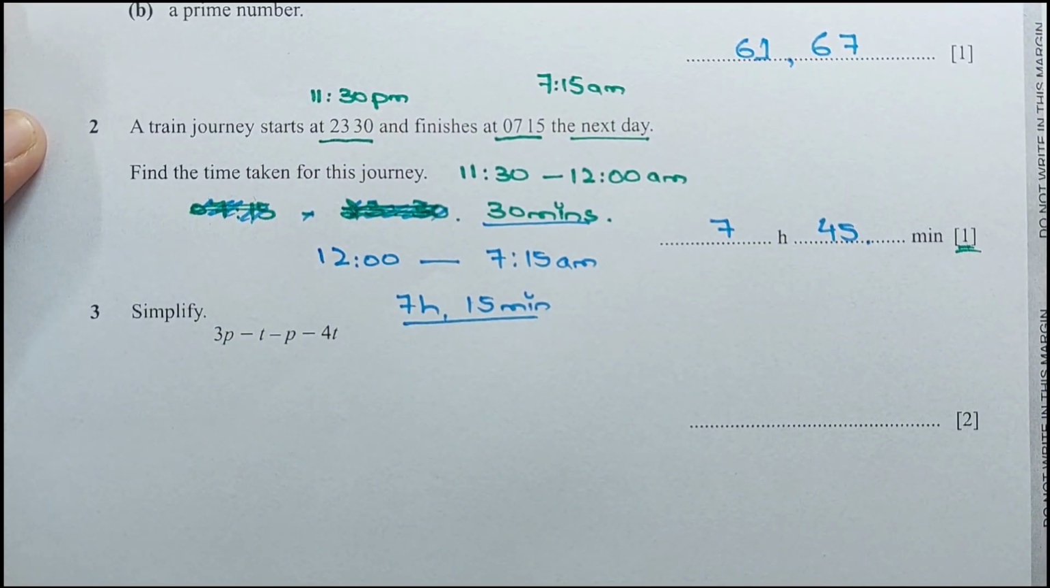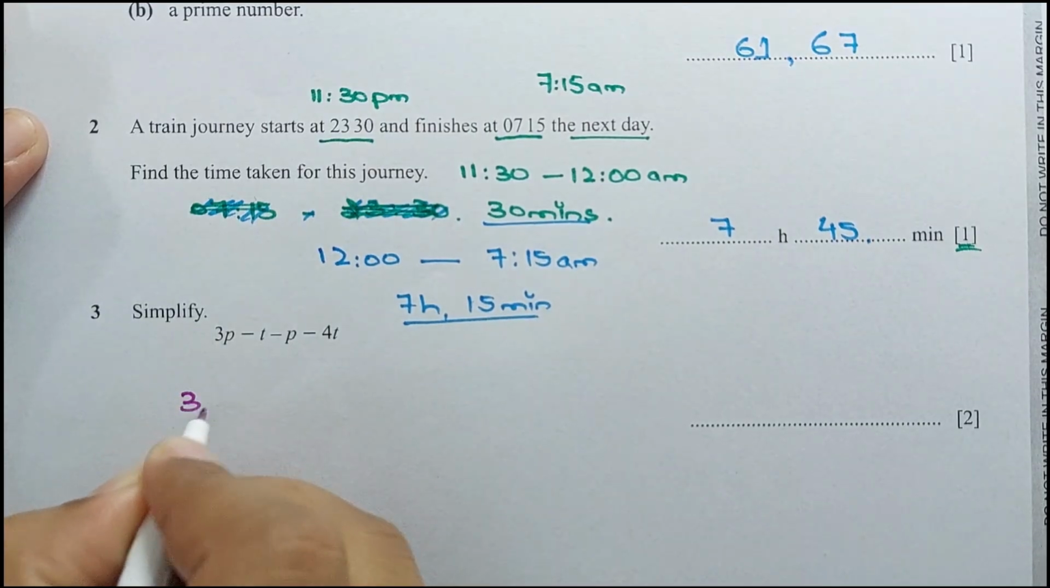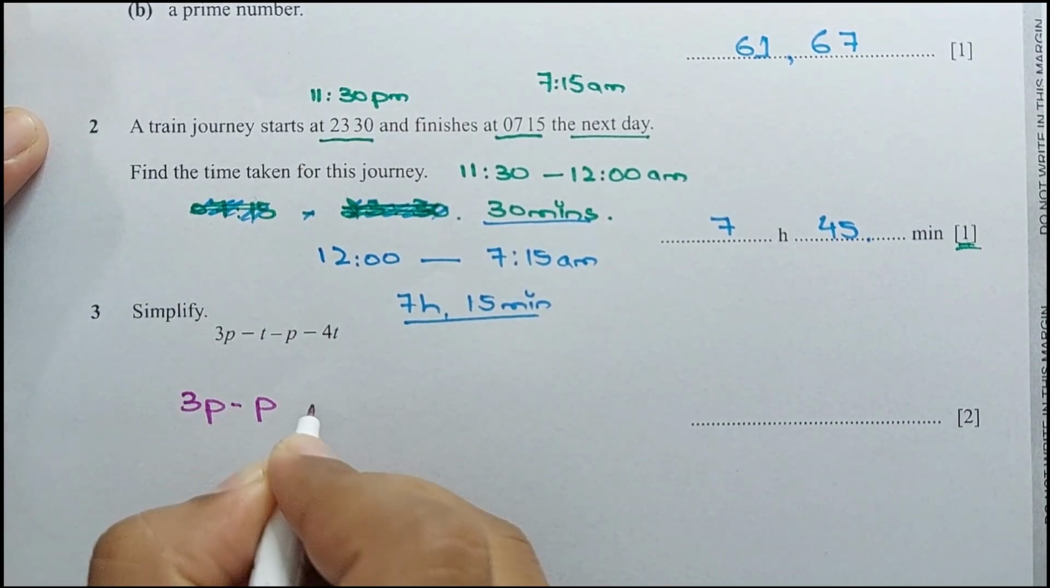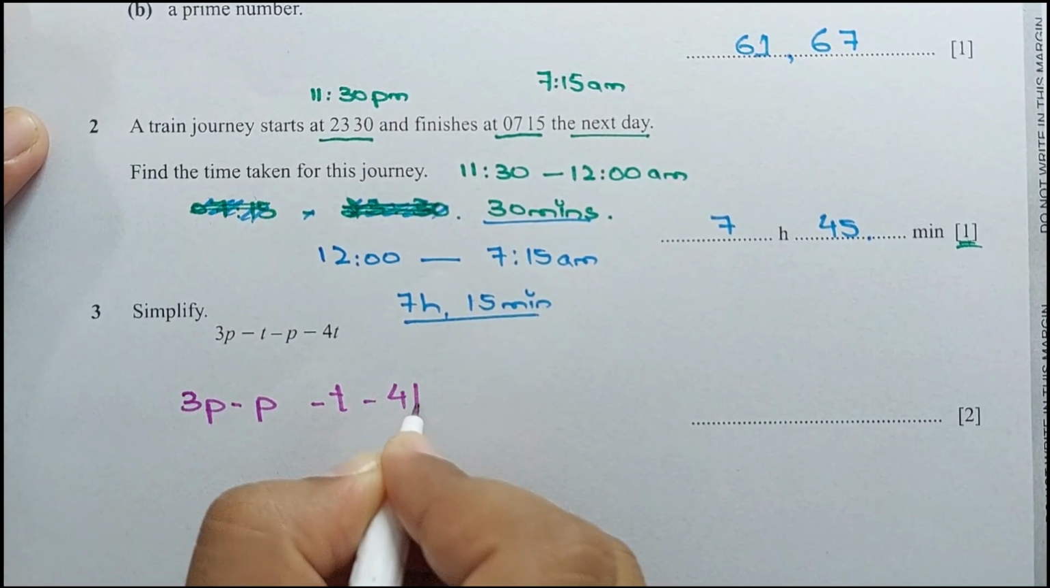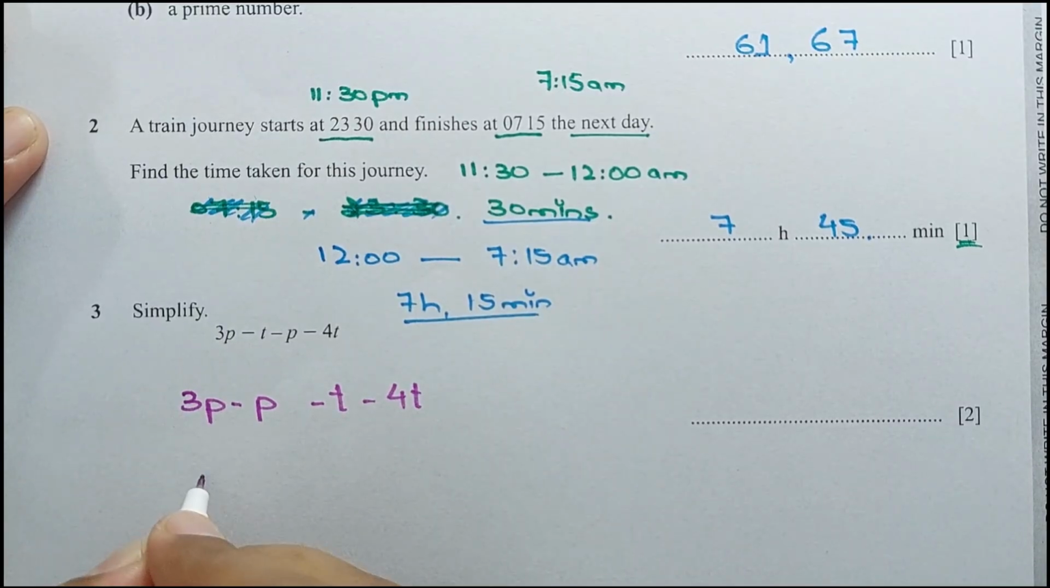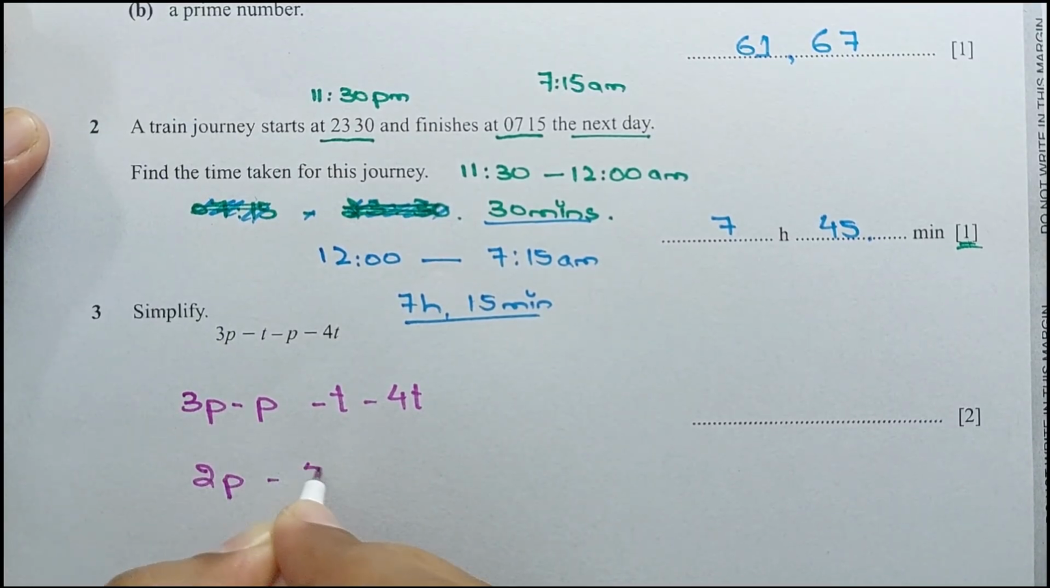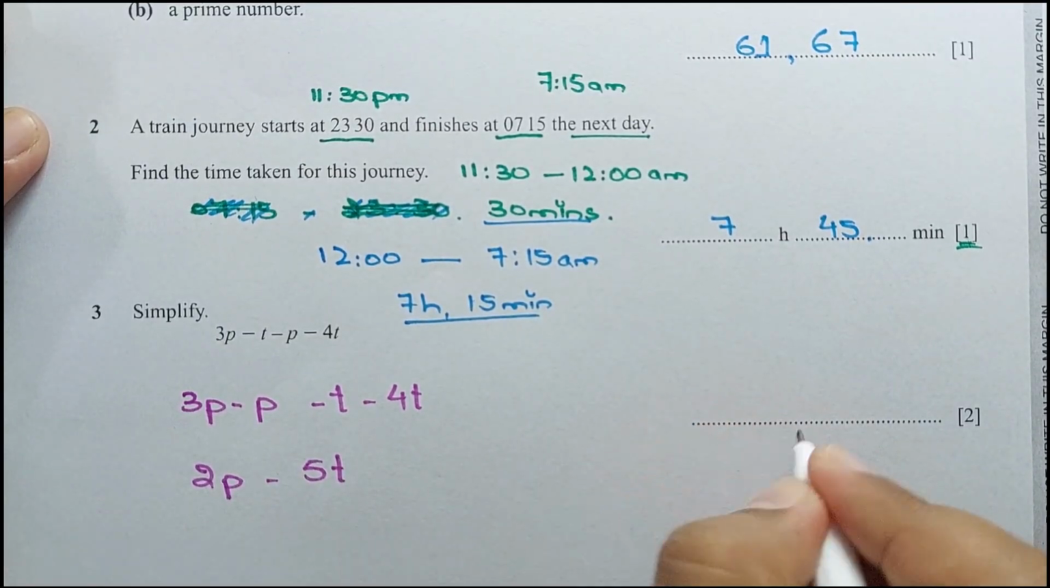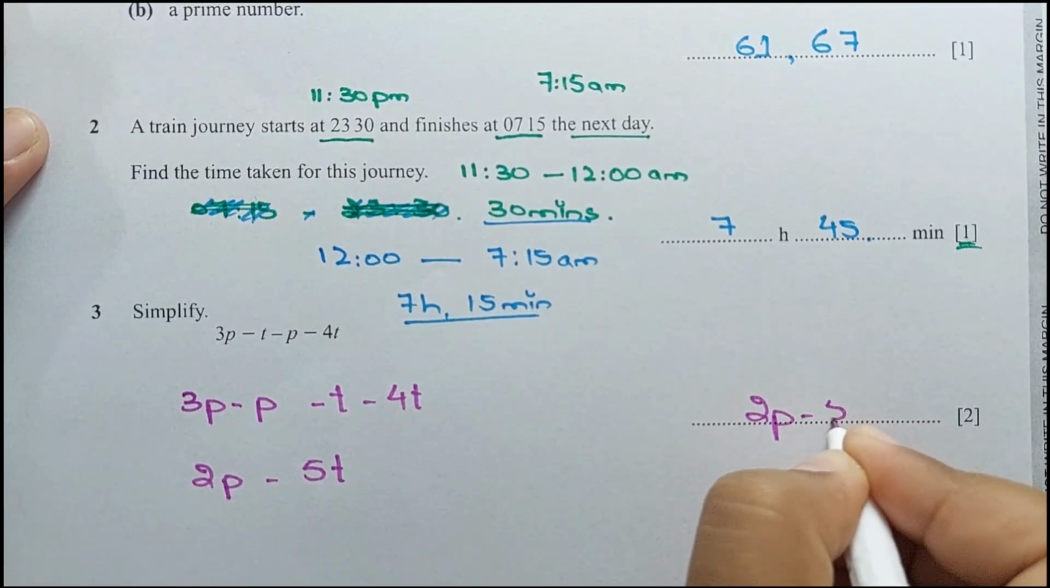All right, question number 3, you have to simplify 3p minus p minus t minus 4t. So 3p minus p becomes 2p, and this is minus 5t. 2p minus 5t.